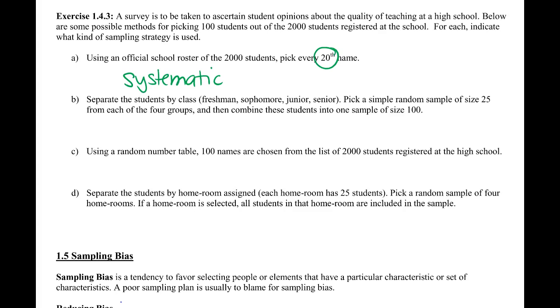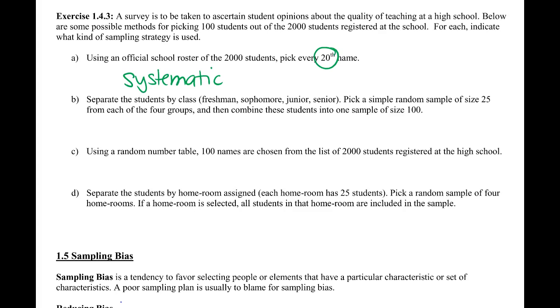B says we're going to separate the students by class and then pick a random sample of size 25 from each of the 4 groups and then combine into one sample. This sounds a heck of a lot like when I had the different hats, right? The biggest thing that helps you keep stratified and clustered separated and sort of realize that they're distinct is, remember, in a stratified situation, we are going to be sampling people still, and we're going to do it from each.